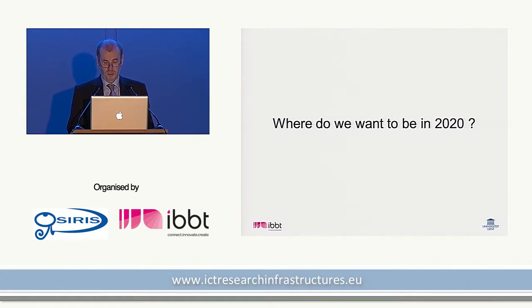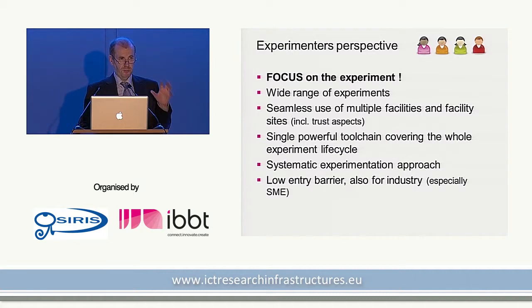Where do we want to be in 2020? Well, first of all, from the experimenter's point of view, he has to be able to focus on his experiment. He has to be able to develop the next generation internet technologies. So this should be the focus. He should have access to a wide range of experiments. The facilities should be there. He should be able to access multiple facilities on different sites seamlessly to set up complex experiments. He has to get access to a single powerful tool chain covering the whole experiment lifecycle. We'll come back to that a little bit later.